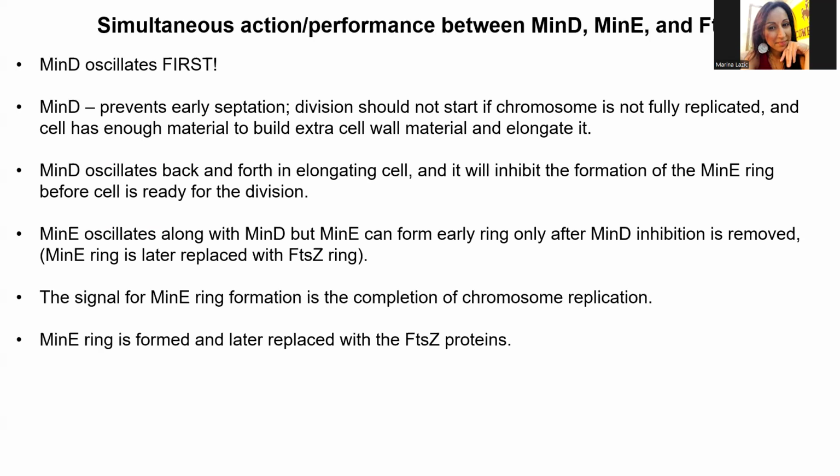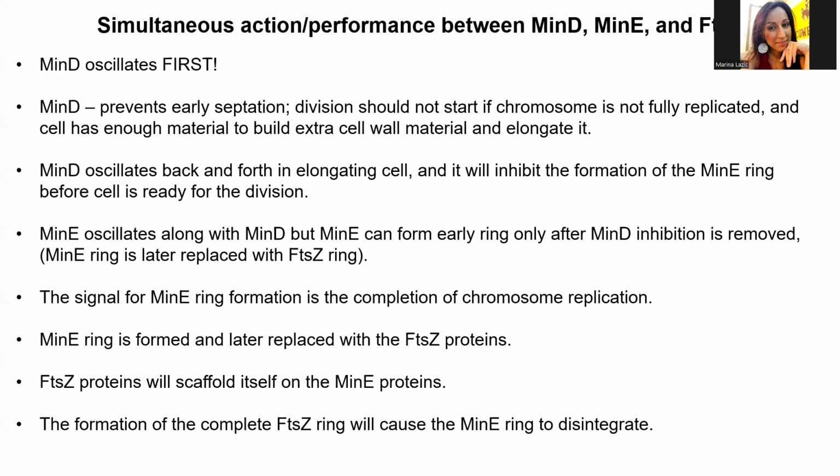The signal for Min D to stop and to release Min E to form the ring is complete chromosome replication. And then there are other proteins that come. FtsZ is the most important, but you have ZipA, which is an anchor for FtsZ. The way you should imagine this is that Min E is very transient, and the FtsZ proteins are like scaffolding. This is very simplified. The whole division process is way more complicated, and if somebody wants more details, just let us know, and I will post a detailed explanation. Once the FtsZ ring is complete, then the Min E ring can disintegrate.